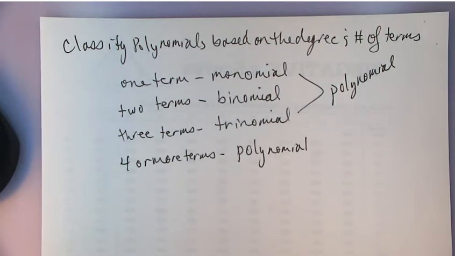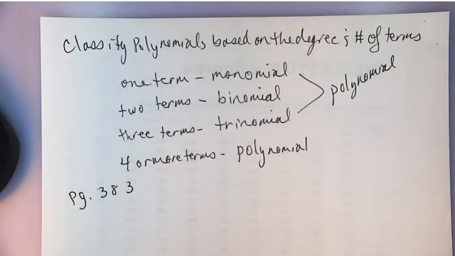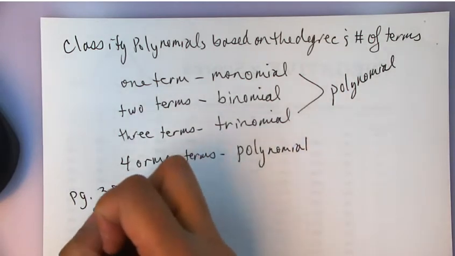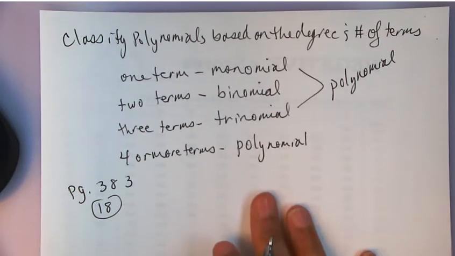We're going to be on page 383, looking at our exercises. I'm going to look at number 18. It wants us to classify each polynomial as a monomial, a binomial, or a trinomial. And I would like to also look at the degree as we move forward. Numbers 34 through 48 ask us to find the degree. But let's start with number 18 just to get us going.